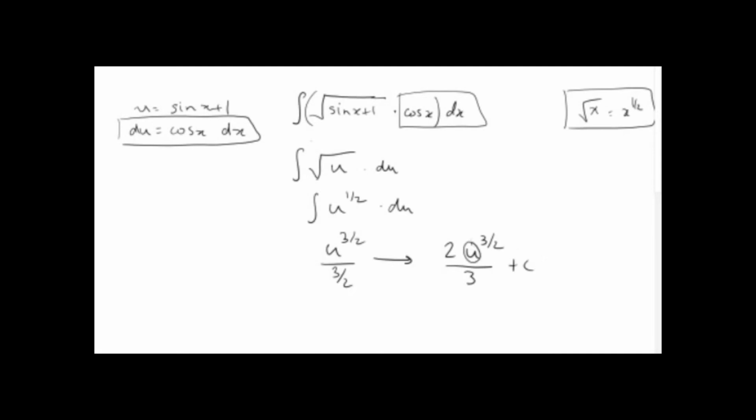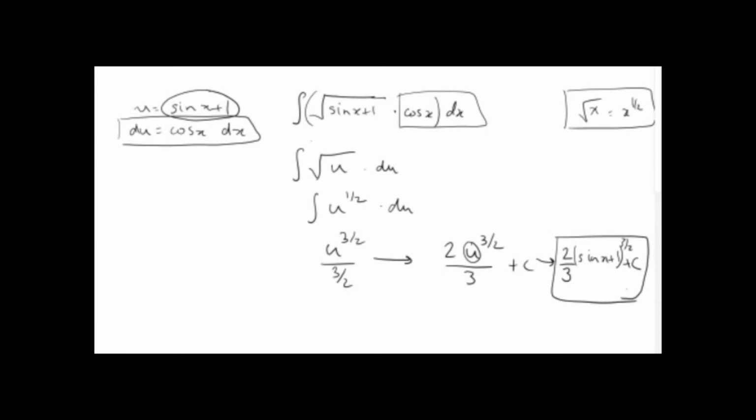Now we can replace our u with sine x plus 1 and bring it in. So that will make it into 2 over 3 times sine x plus 1 to the 3 over 2 plus c. That's a problem for trig functions as well. So these are pretty much simple problems to work with.